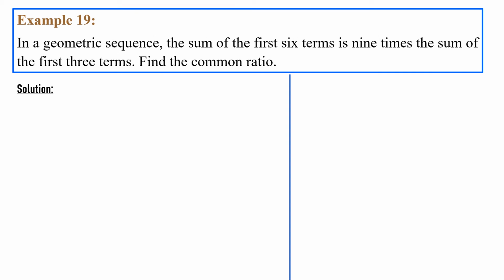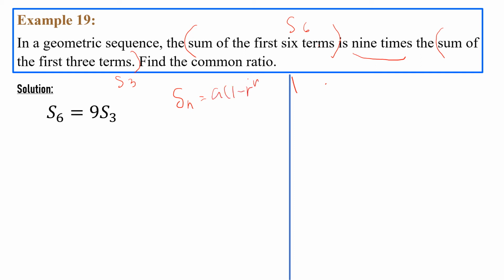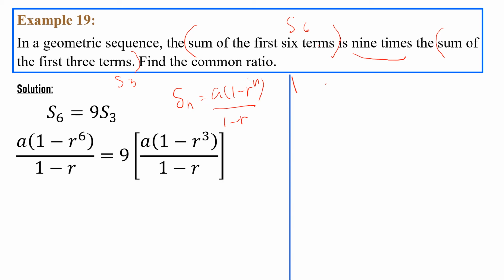Example 19. In a geometric sequence, the sum of the first 6 terms is 9 times the sum of the first 3 terms. Find the common ratio. So we have S6 here is 9 times the sum of the first three terms, S3. It means that S6 is equal to 9 times S3. Take out the formula of Sn. We have A times 1 minus r to the power of n over 1 minus r. Just substitute the value of n.